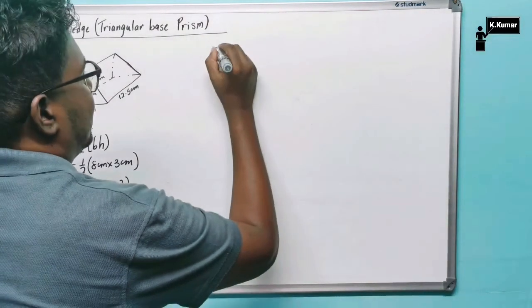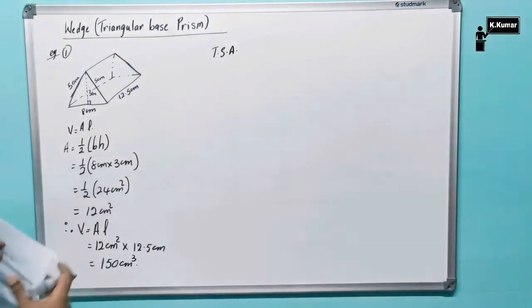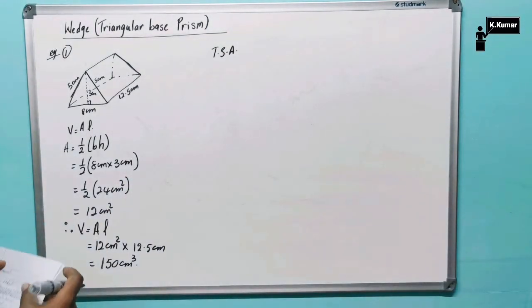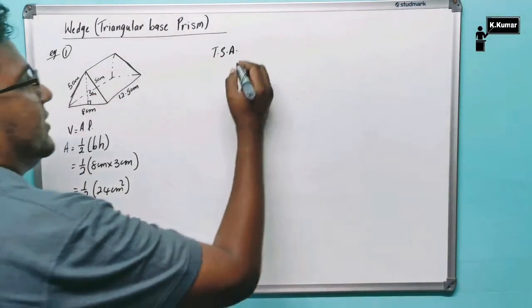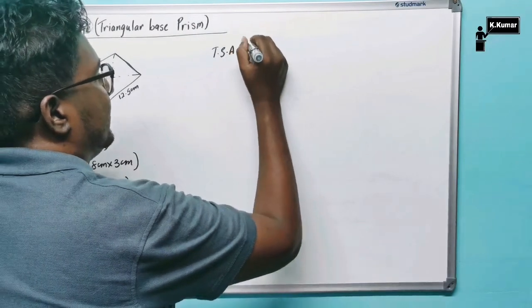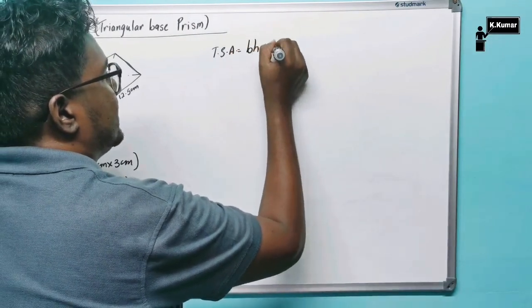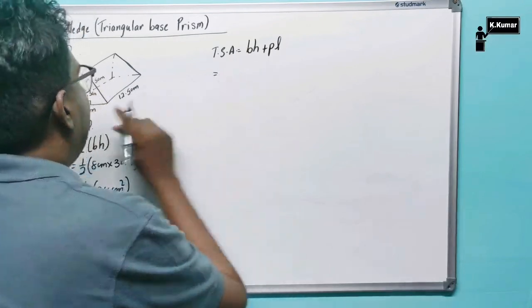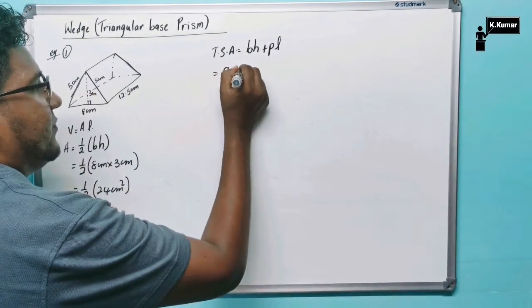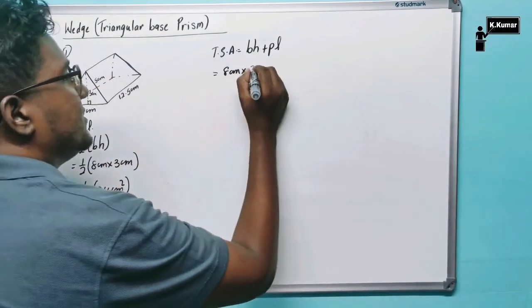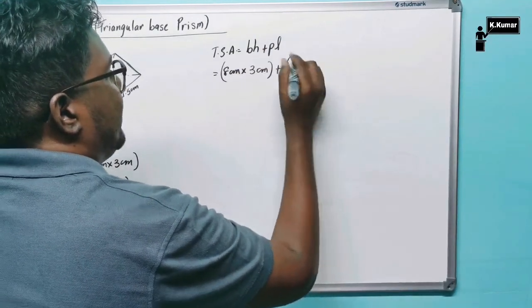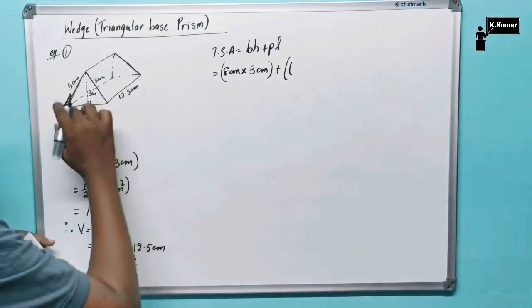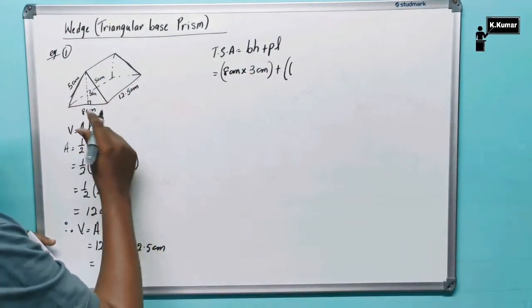Now let's go and find our total surface area. Now looking at it, you remember we said if we know the base and the height, then we're going to use the BH plus PL formula, right? So since we know the base and the height, we're going to use that one. So the formula is BH plus PL. The base is 8 cm multiplied by the height, which is 3 cm, plus we have to find P, which is the perimeter of this face, and since we know all three sides, we could find the perimeter.